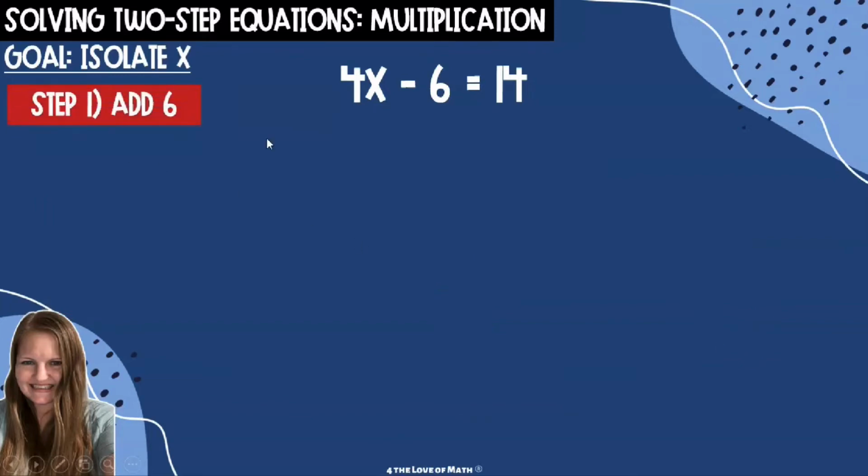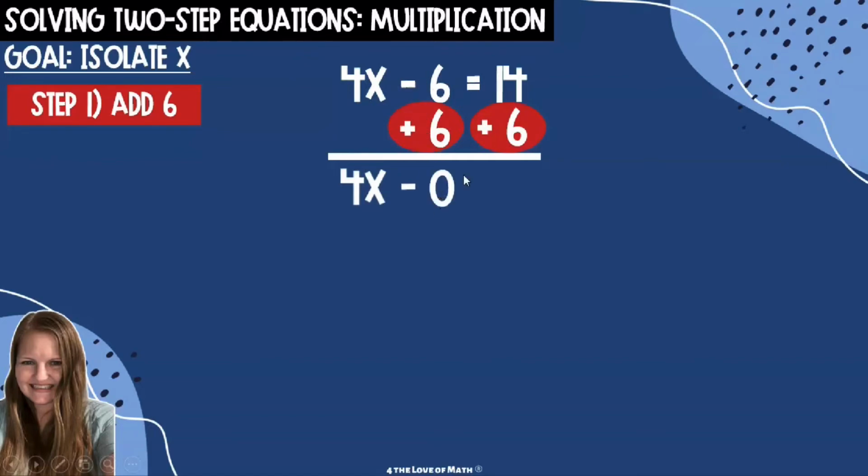So step 1, we're going to add 6 to both sides. We're going to bring down our 4x because nothing was added to the variable term yet. We know minus 6 plus 6 is 0, and then 14 plus 6 is going to equal 20. This is going to simplify to 4x equals 20.